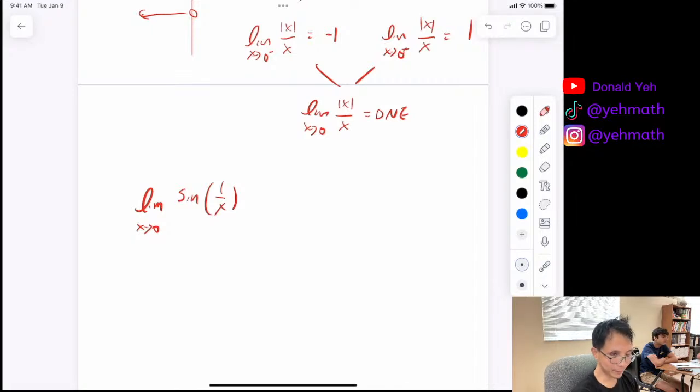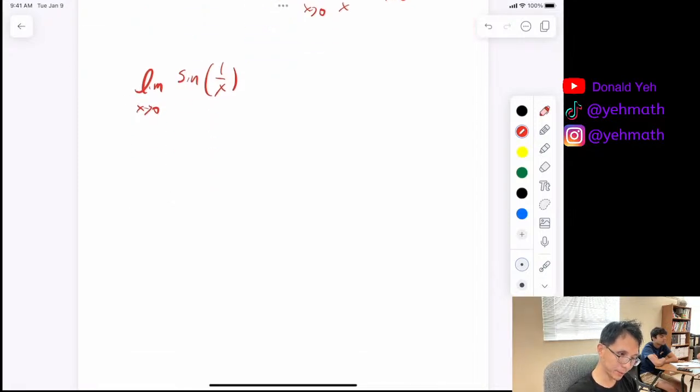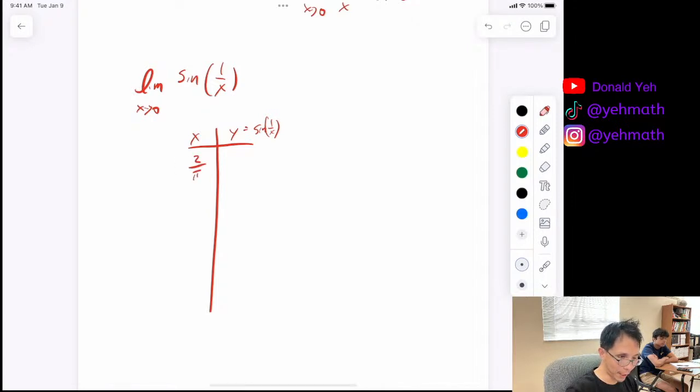Okay. All right. So there's sine of 1 over x, this one. Now I'm going to build a table of x and y here. This is actually interesting. And y is equal to sine of 1 over x. I'm going to plug in some type of value. Now, this is interesting, I'm going to choose the value I'm going to plug in. So 2 over pi, I'm going to choose that. Can you tell me what is sine of 1 over 2 over pi?